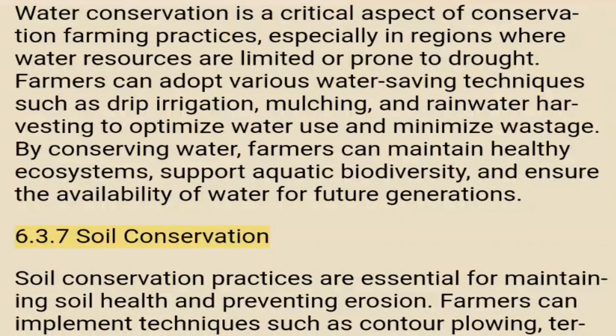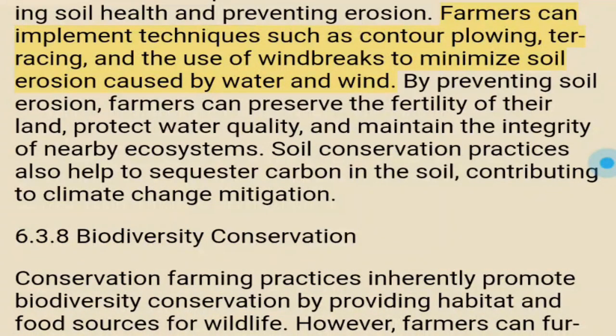6.3.7 Soil conservation. Soil conservation practices are essential for maintaining soil health and preventing erosion. Farmers can implement techniques such as contour plowing, terracing, and the use of windbreaks to minimize soil erosion caused by water and wind. By preventing soil erosion, farmers can preserve the fertility of their land, protect water quality, and maintain the integrity of nearby ecosystems. Soil conservation practices also help to sequester carbon in the soil, contributing to climate change mitigation.